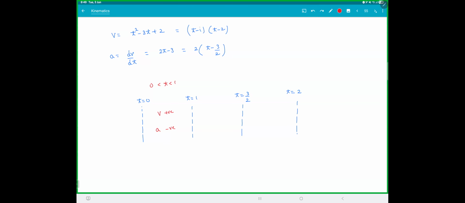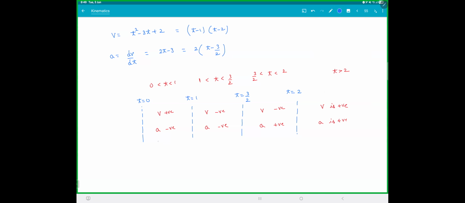If you go from 1 to 3 by 2, t minus 1 is positive, t minus 2 is negative. So velocity is negative in this region, and your acceleration is still negative, since t is less than 3 by 2. Between 3 by 2 and 2, your velocity is still negative, because t minus 2 is negative and t minus 1 is positive, but your acceleration has become positive. And if you go for t greater than 2, that is up to infinity, velocity is positive and acceleration is also positive.